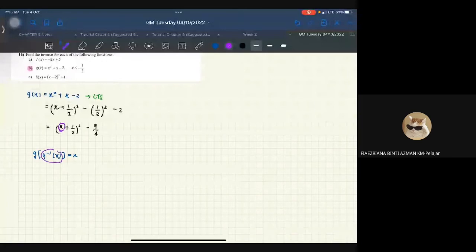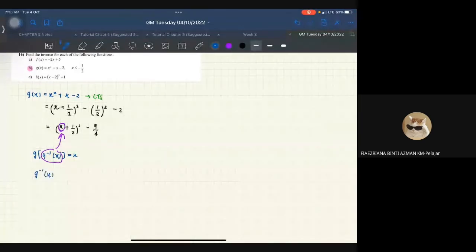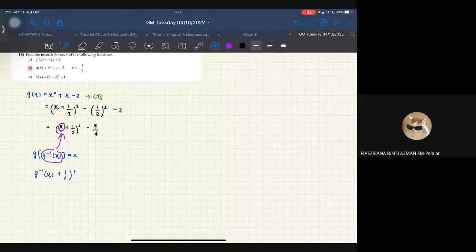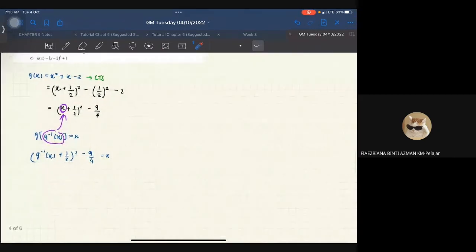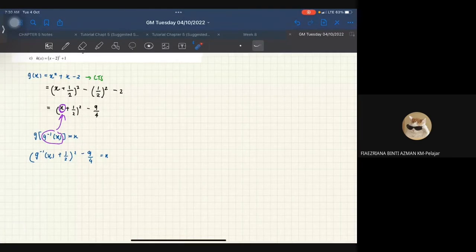Ganti masuk ke dalam ni. Okay, so kita akan ada G inverse of x plus 1 over 2 square minus 9 over 4 equals to x. Okay, so kita just masukkan sahaja G inverse ke dalam ini and then you take the whole equation, equal it to x. So apa yang kita nak cari dekat sini, our aim is we want to find G inverse, so you need to make G inverse as your subject. So kita akan pindahkan everything sampailah dapat G inverse tu sebagai subjek kita yang tunggal.